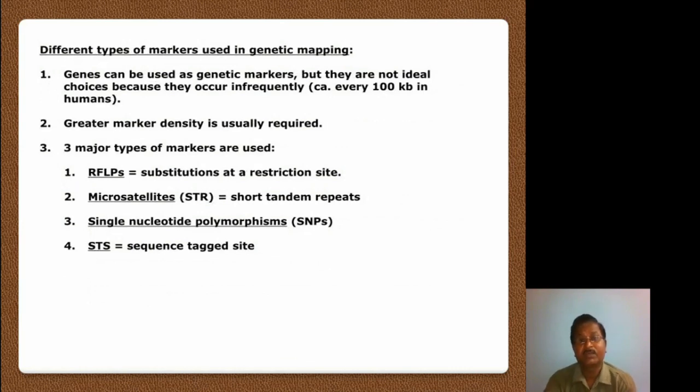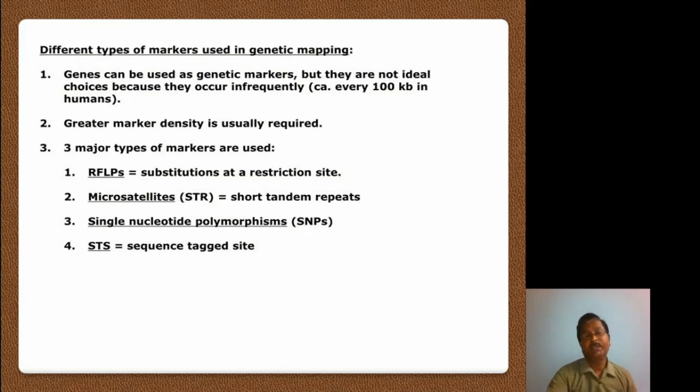Different types of markers are used in genetic mapping. Genes can be used as genetic markers, but they are not ideal choices because they do not occur frequently enough. For example, in the human genome we have a marker about every 100 kilobase pairs. Greater marker density is usually required for identifying the genes. So three major types of markers are used here.